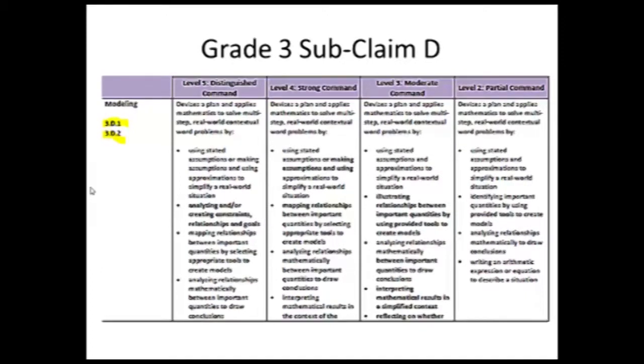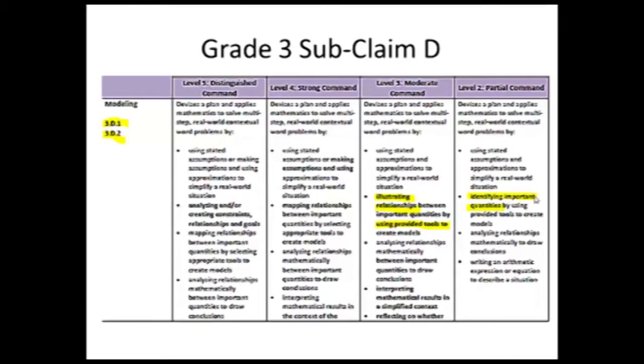And so as you look here across the relationships that students are going to be using and illustrating and mapping and analyzing, this is where the level of sophistication comes into play. For instance, identifying important quantities. I may need to do that, but that's not going to help me really achieve at the level I need to. Where that changes up is that then to actually meet the standard, I have to illustrate the relationships by using the provided tools to create models.